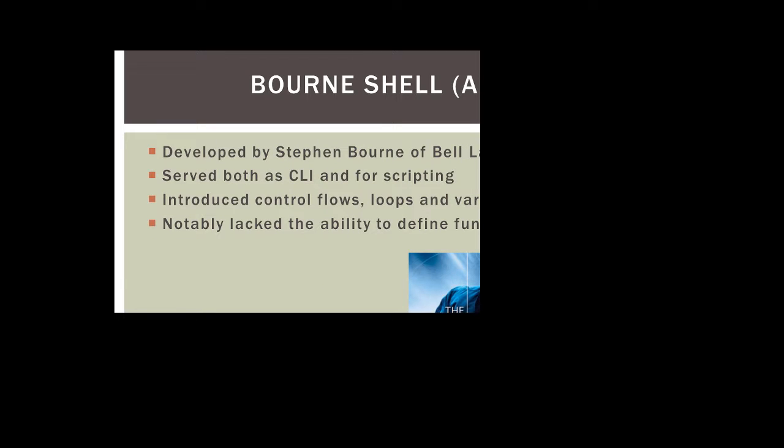Now, the Bourne shell, aka SH, was developed by Stephen Bourne of Bell Labs in 1977. This shell served both as a command line interpreter and as a scripting language. It introduced control flows, loops, and variables into scripting, but it notably lacked the ability to define functions, which is something that the next shell would have.